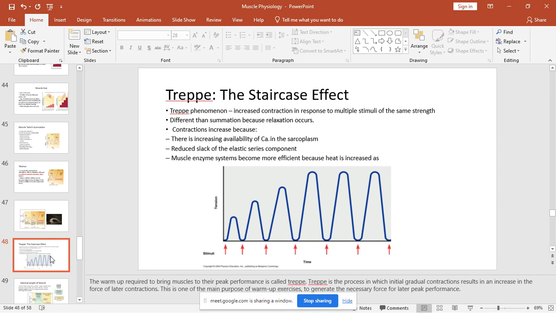All right. So we also have a phenomenon known as the Treppe effect.